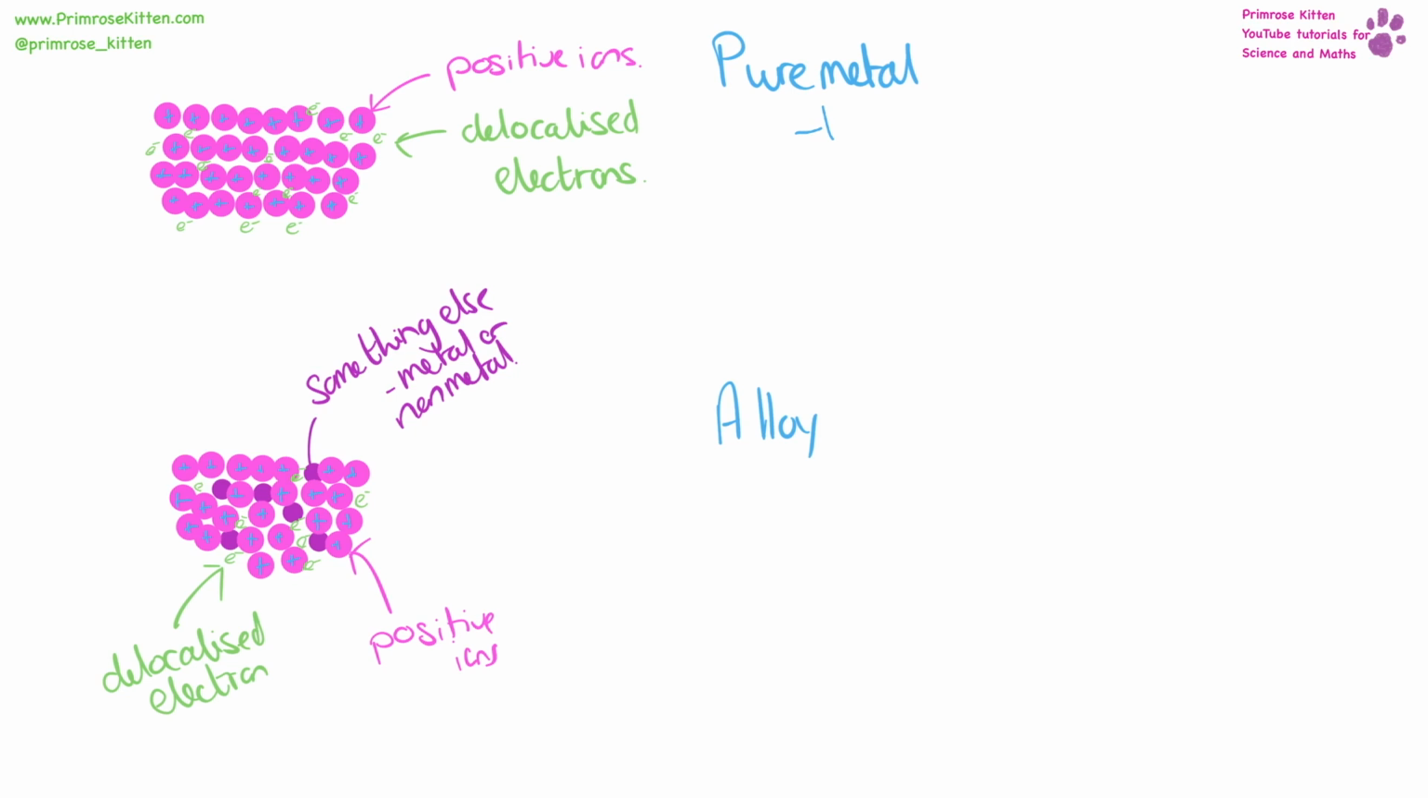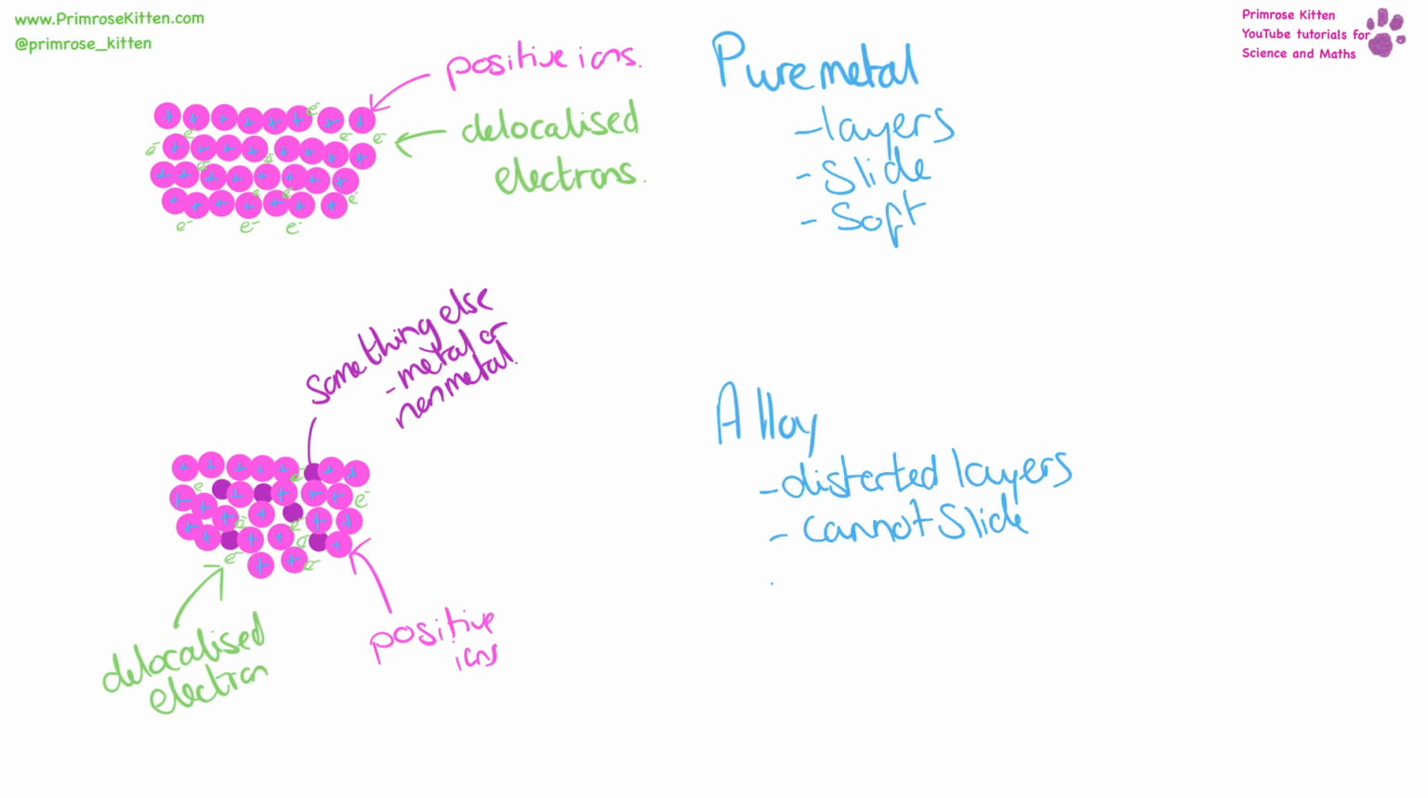Pure metals have layers. Layers can slide across each other. Because they have layers and because they can slide across each other, they are soft. Alloys don't have layers, or they have distorted layers. And the distorted layers cannot slide. And because the distorted layers cannot slide, it means they are hard.